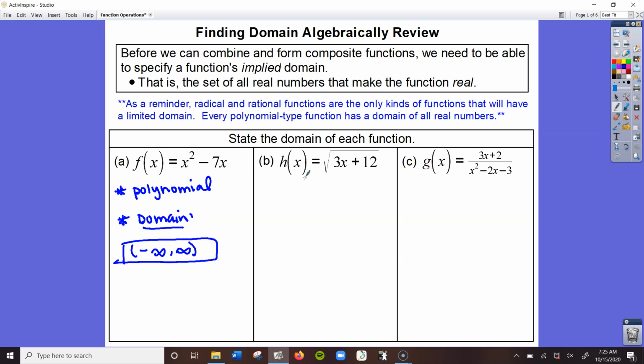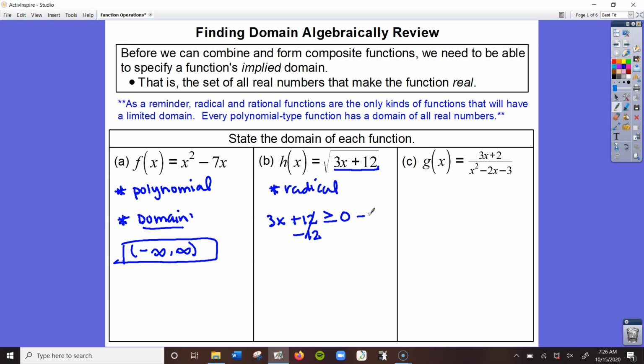For b, h of x is equal to the square root of 3x plus 12. This is a radical function, and you can recognize a radical function simply because it has a square root. If it has a square root, remember that whatever is inside the radical can never be negative. So that means that 3x plus 12 has to be greater than or equal to 0. We can have 0 inside of the radical, we can have any positive number inside the radical, but you can never have a negative inside the radical because there are no two identical numbers that would multiply to give you a negative. So once you set up your inequality, then we use that to solve for x.